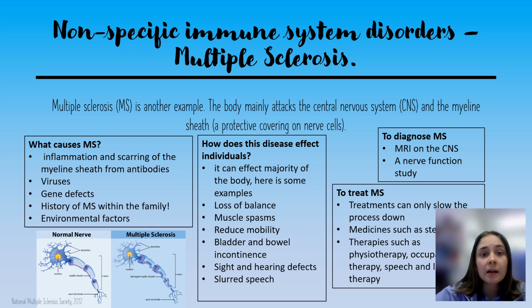To be able to diagnose MS, their doctors will conduct MRIs on the central nervous system and even perform a nerve functional study. Treatment can only slow down this process, but there can be medicines such as steroids to be able to help that, and also therapies such as physiotherapy, occupational therapy, and speech and language therapy to be able to help people who suffer from multiple sclerosis.